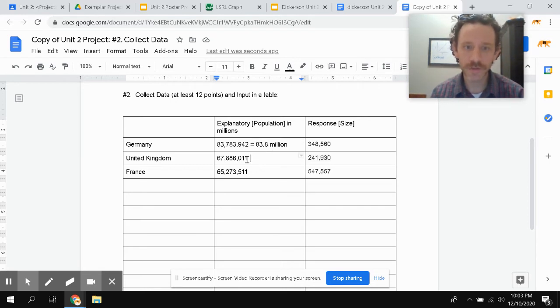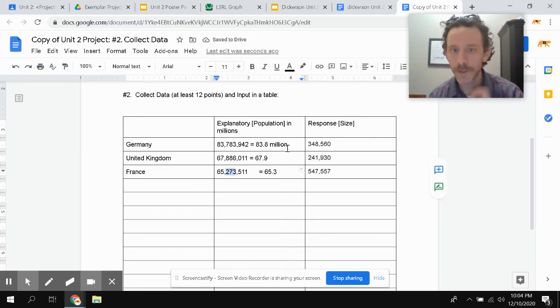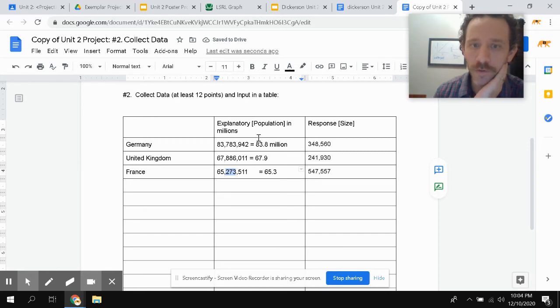And the same for United Kingdom, it would be 67.9, and France would be 65.3. I'm rounding up, noticing that these numbers are rounding. Okay. So that's for population.